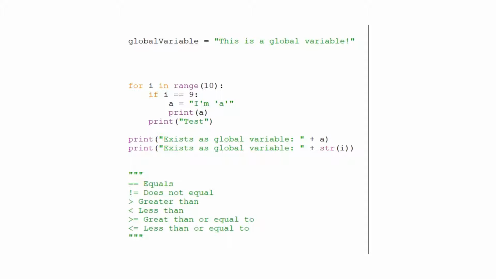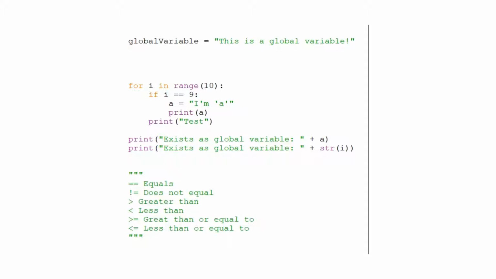You should always watch out for differences between setting a variable with a single equal sign and checking a variable with 2 in conditional statements. Here's a list of the conditional Python operators. Equals, does not equal, greater than, less than, greater than or equal to, and less than or equal to.